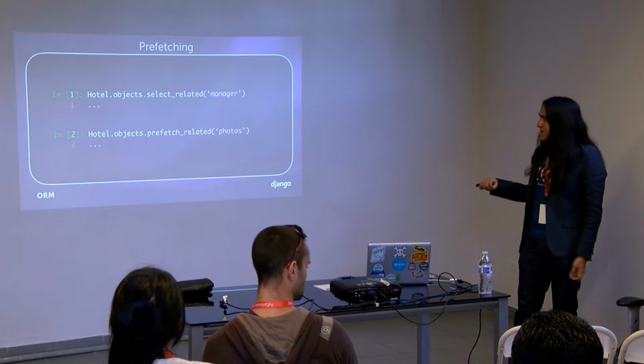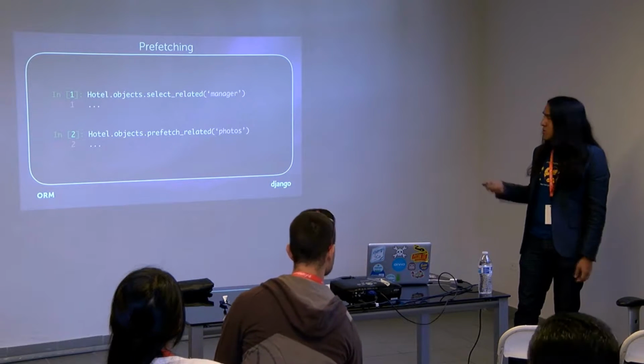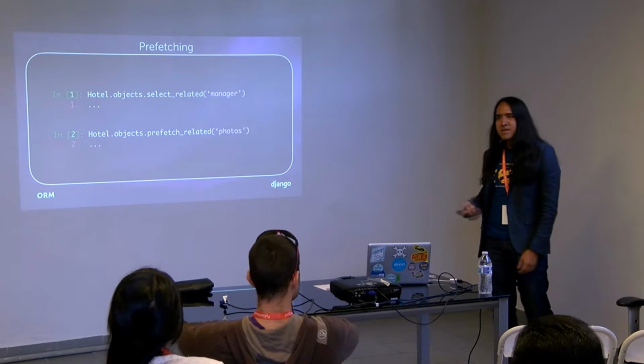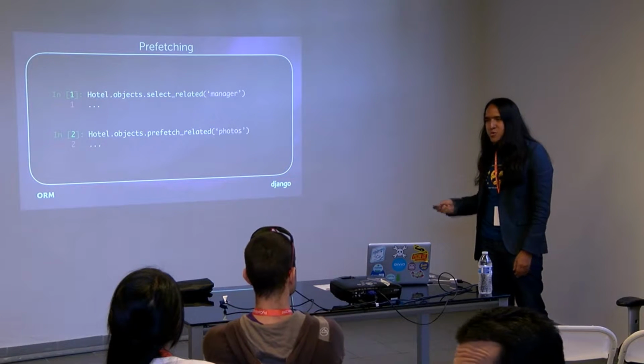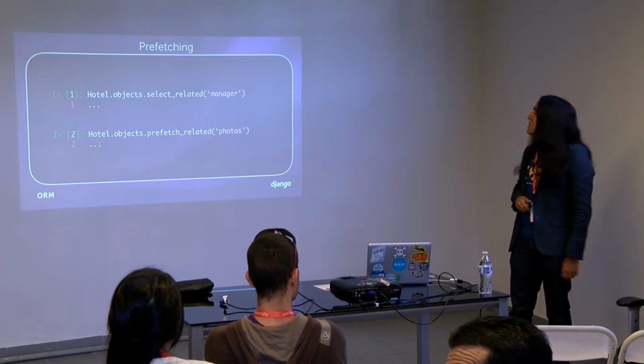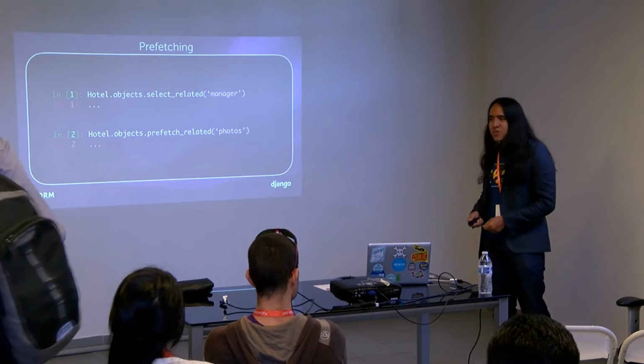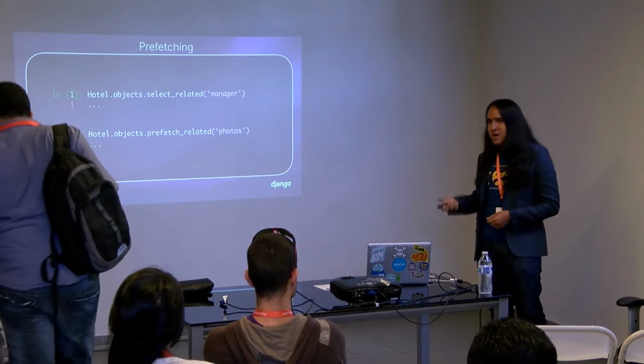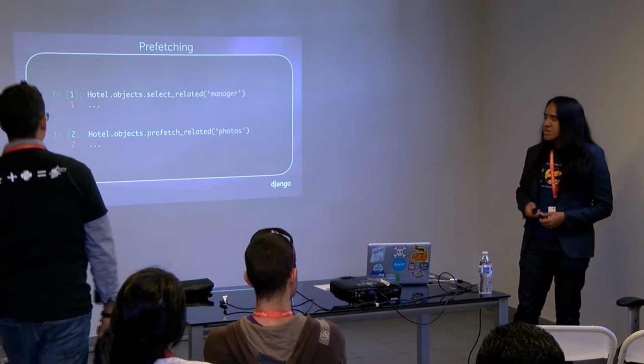So if you use select related, then Django will prefetch all the managers for every hotel instance. And so calling .manager will not execute any more queries, right? Prefetch related works exactly the same way, except that it's for one-to-many and many-to-many fields.